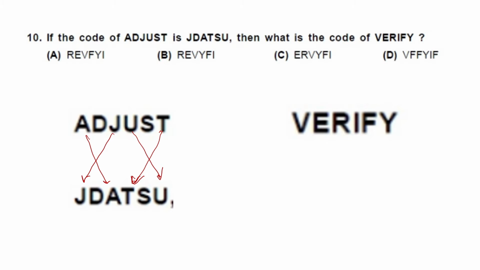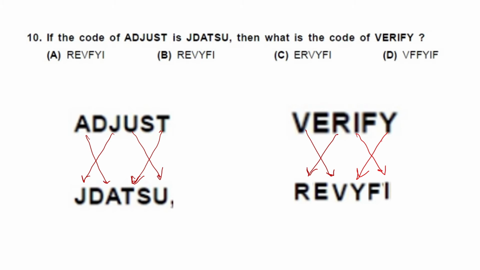So in verify, your third alphabet will come to the first position and your first alphabet will come to the third position. The second alphabet remains as it is. Similarly, your fourth alphabet will be your sixth alphabet on the top, and then your last alphabet will be the fourth alphabet on the top, and the F will just come down as it is. So this is your right answer, which is your option B.